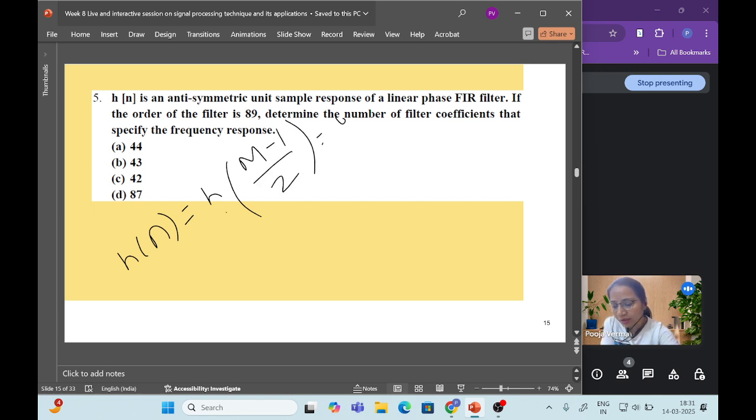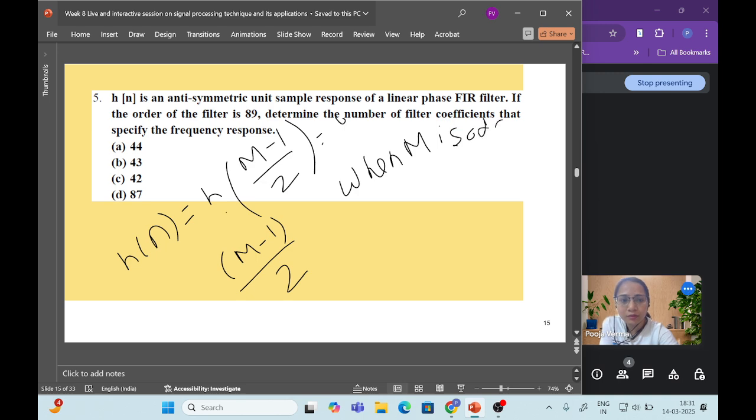And thus the number of filter coefficients when M is odd is (M minus 1) divided by 2, and M divided by 2 when M is even, right?